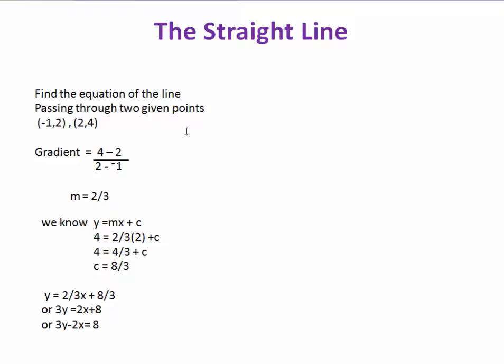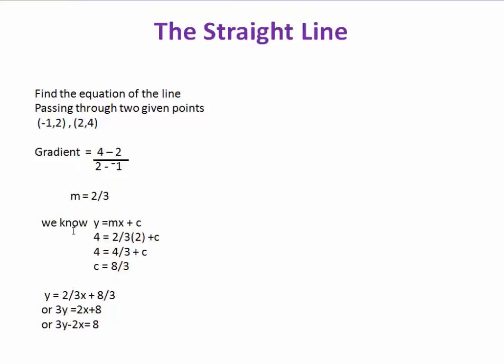Find the equation of the line passing through the 2 points minus 1, 2 and 2, 4. So those are our 2 points. First of all, work out our gradient. So the gradient will be, like we said, y2 minus y1 over x2 minus x1, and we get this as the gradient, 4 minus 2 over 2 minus minus 1. So our gradient is 2 divided by 3.